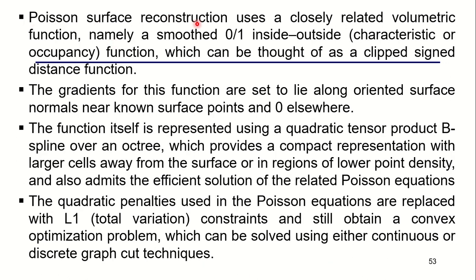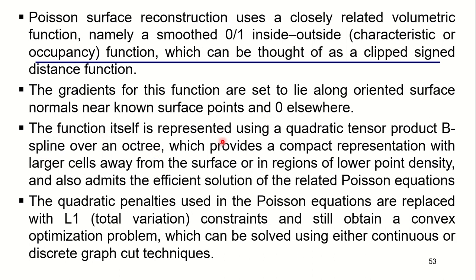Poisson surface reconstruction uses a closely related volumetric function, namely a smooth 0/1 inside/outside function, which can be thought of as a clipped signed distance function. It is also called a characteristic or occupancy function. The gradients for this function are said to lie along oriented surface normals near known surface points and 0 in all other places.